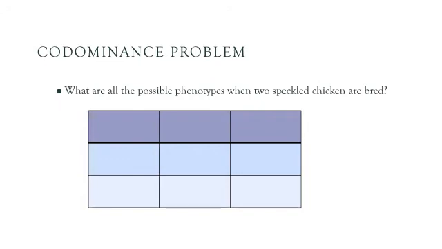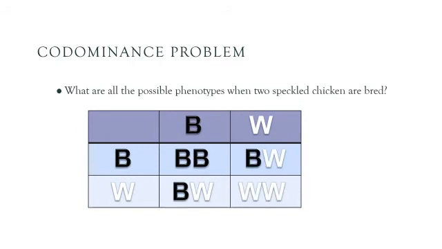Here is an example of a codominance problem. What are the possible phenotypes when two speckled chickens are bred? If the two speckled chickens have this kind of genotype, what are the phenotypes of the offspring? So this is BB, this is BW, BW, and WW. In writing the letters of those genotypes, you always have to remember to write first what comes first in the alphabet. For that reason we always start with letter B than W.